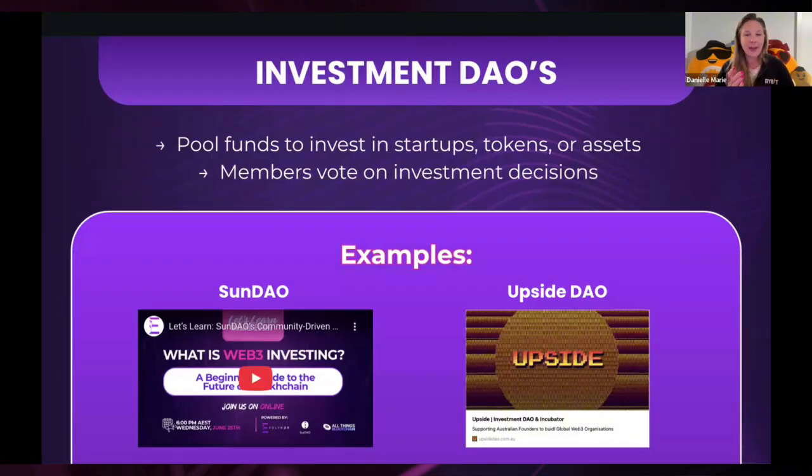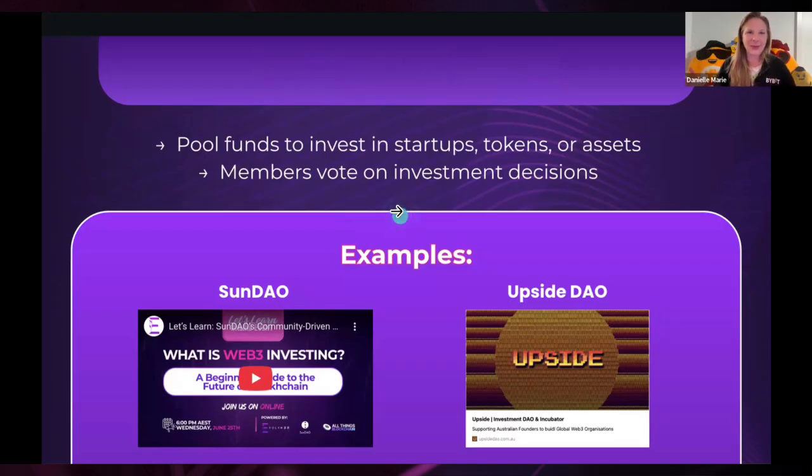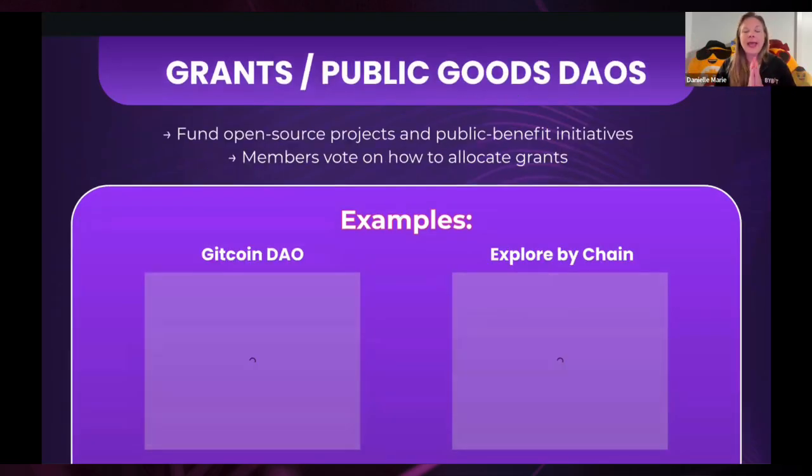Upside DAO is an Australian-based DAO that was formed in Melbourne. So those are a couple of examples that you can go and look at. There's lots of them. Just go and type in investment DAOs and start doing your homework and your research. But of course, I'm going to use some local Australian examples since I'm based here in Australia.